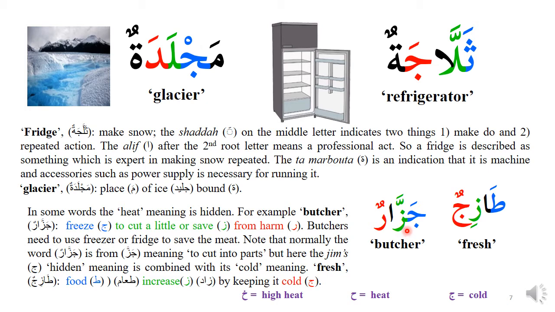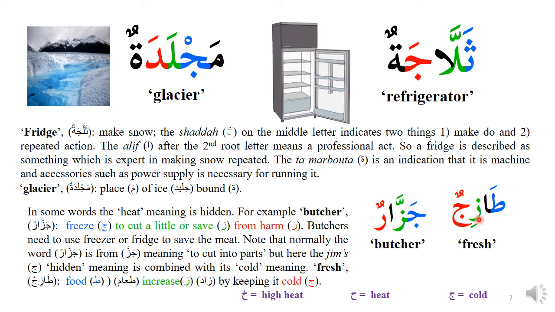Jazarun. And yeah, so this is something hidden, right? Here you need to freeze this meat to save it, or put it in the cold basically, to save it for some time. And tojizun is the same, fresh. If you want to keep things fresh, you cut a little and put it inside a gym, inside a salajatuna, and then it will stay fresh for some time.